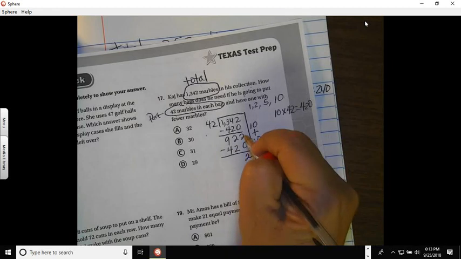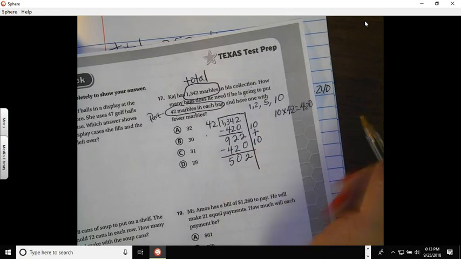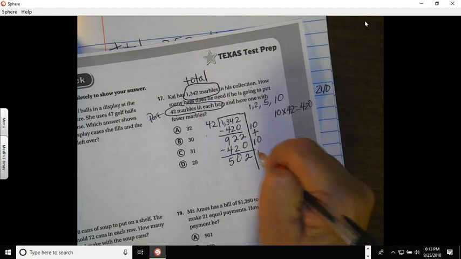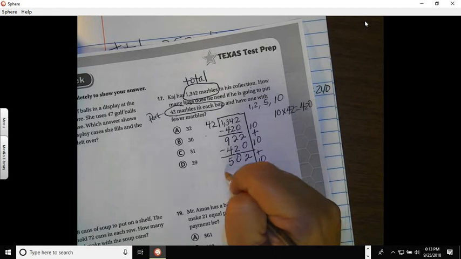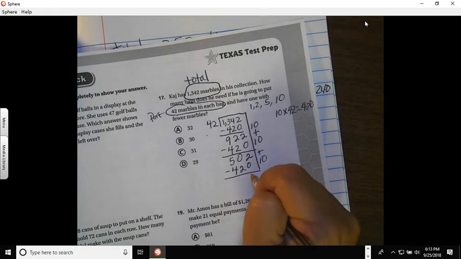That's 2 minus 0 is 2. 2 minus 2 is 0. 9 minus 4 is 5. Can I keep taking another group? Yes, I can. And this is at 420. 2 minus 0 is 2.